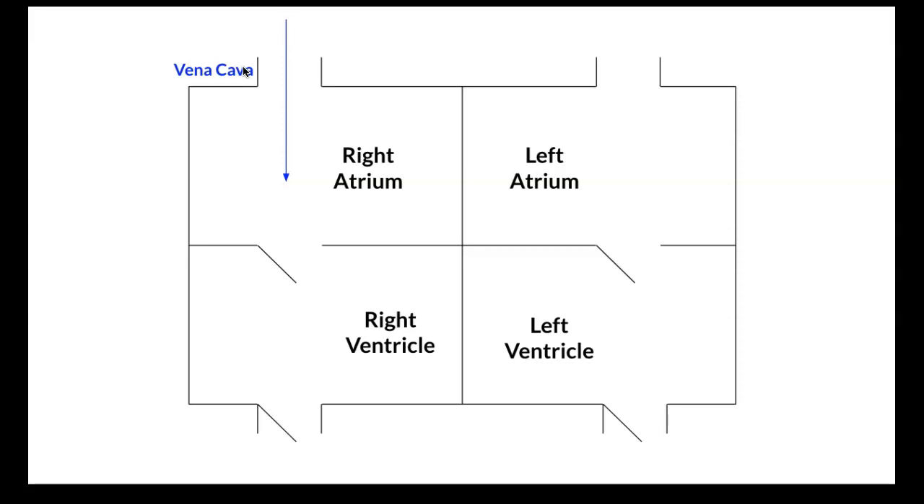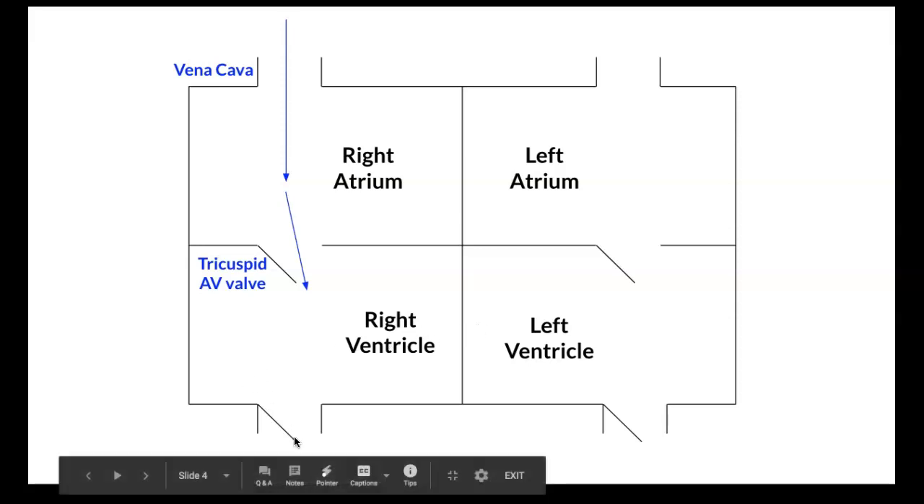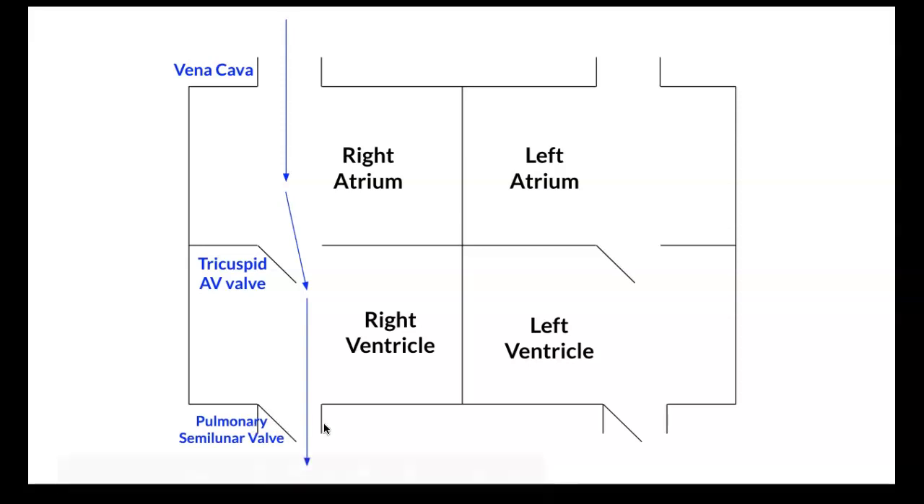So the right atrium walls are made up of muscle and they'll squeeze and push the blood down through the tricuspid AV valve, which now means that we're in the right ventricle. The right ventricle walls will squeeze and send the blood down again through the pulmonary semilunar valve. So the pulmonary semilunar valve is the actual door opening up into this hallway. The hallway's name itself is called the pulmonary artery.